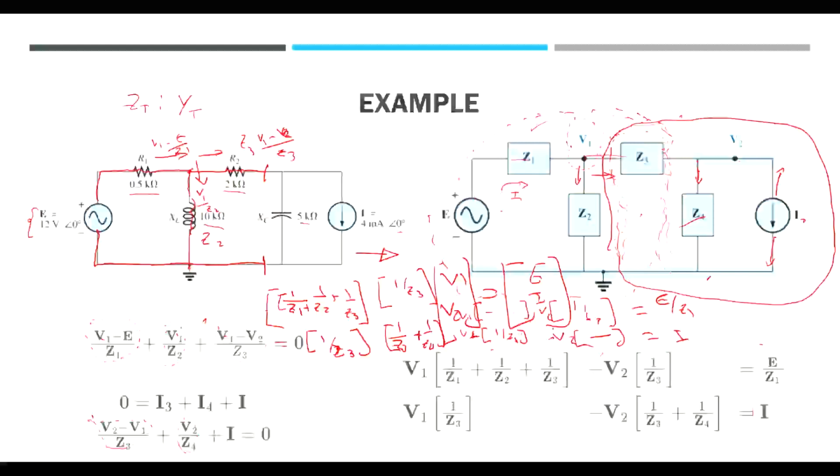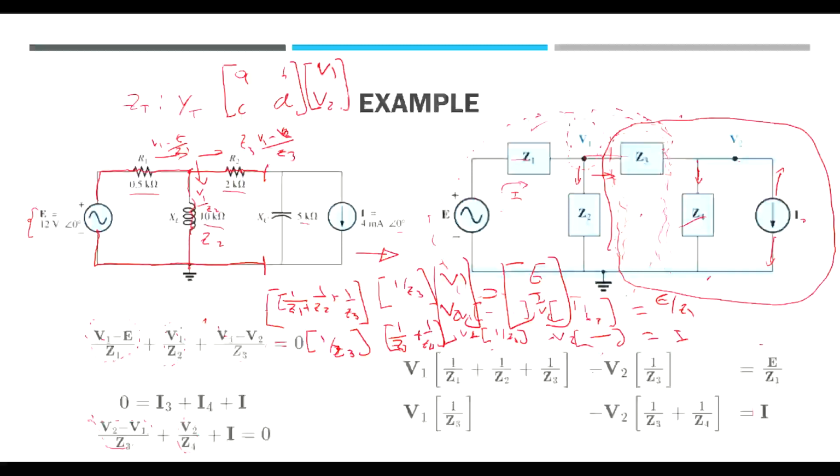Definitely getting a little convoluted there, but the point I'm trying to make here is, if you let me write down on top, is that you're going to get a number here, A, a number here, B, C, D, times V1 times V2 equals E and I, right? Or E divided by Z1. This can be solved with linear algebra methods. So once you get V1 and V2, that is the solution to your problem. So this is how you use the nodal analysis.